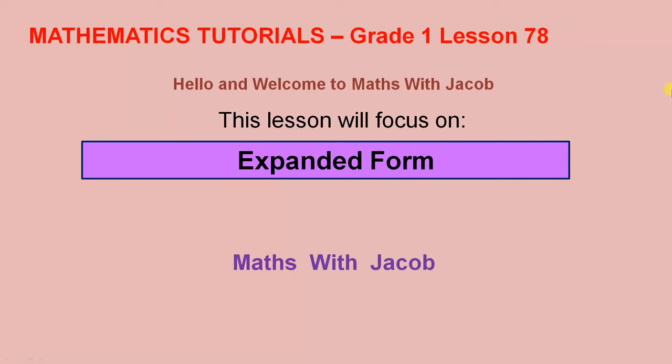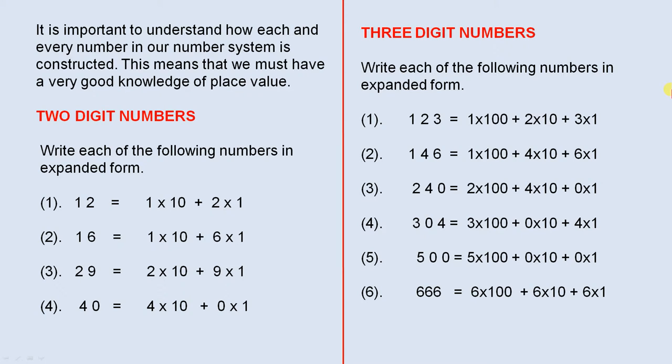This lesson will focus on expanded form. It is important to understand how each and every number in our number system is constructed. This means that we must have a very good knowledge of place value. If we look at two-digit numbers, there are only two single digits for each of them.